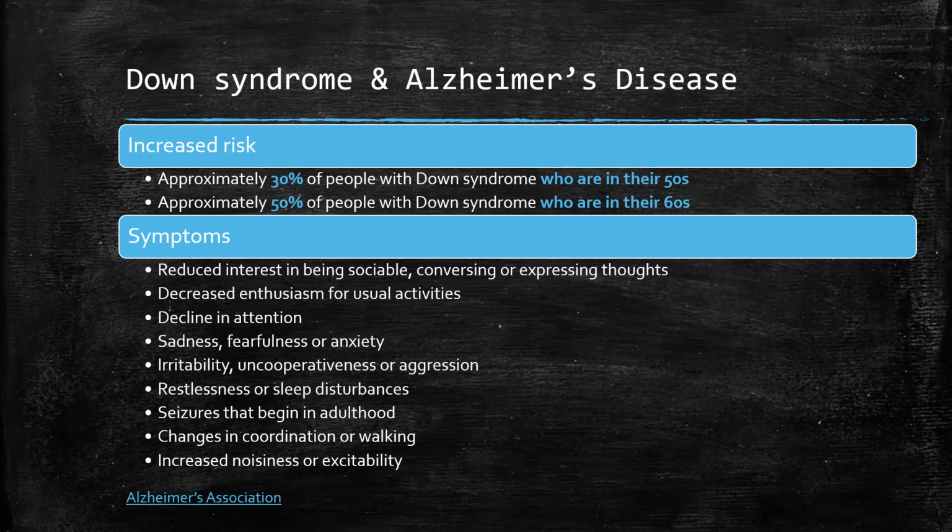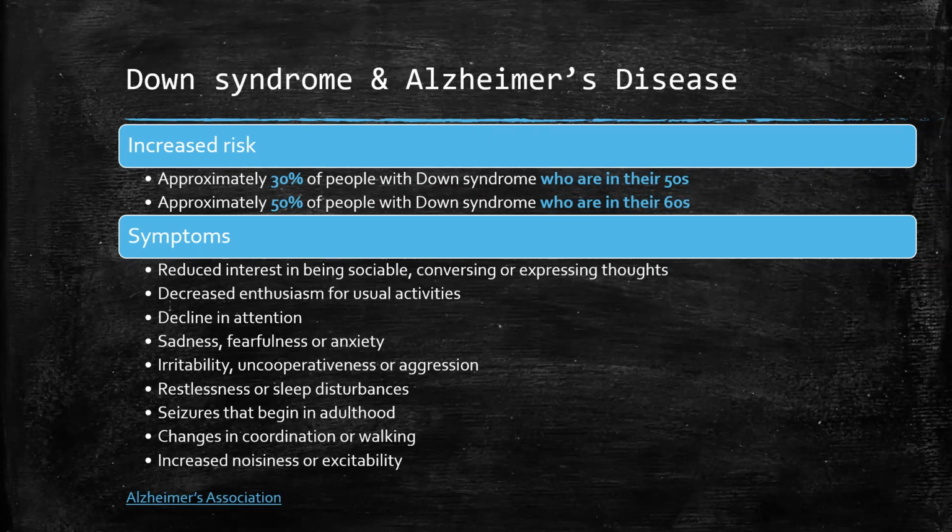So individuals with Down syndrome are at an increased risk of developing Alzheimer's disease. So a couple stats here, approximately 30% of people with Down syndrome who are in their 50s have Alzheimer's disease. And approximately 50%, so half of people with Down syndrome who are in their 60s have Alzheimer's disease. So they are, again, researching more and trying to figure out why this occurs, and preventative measures.